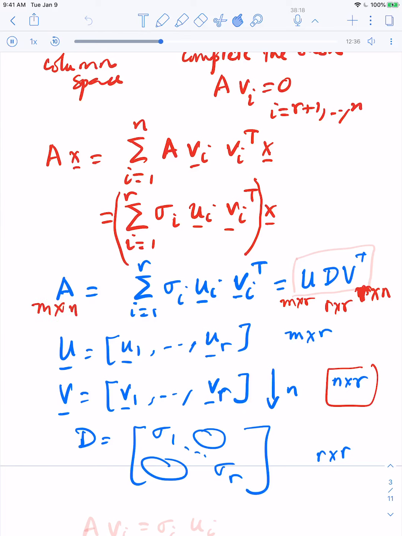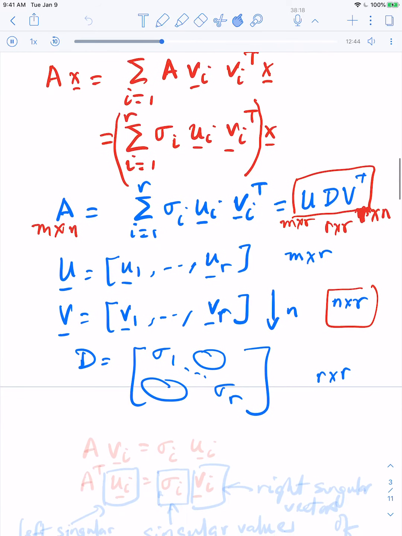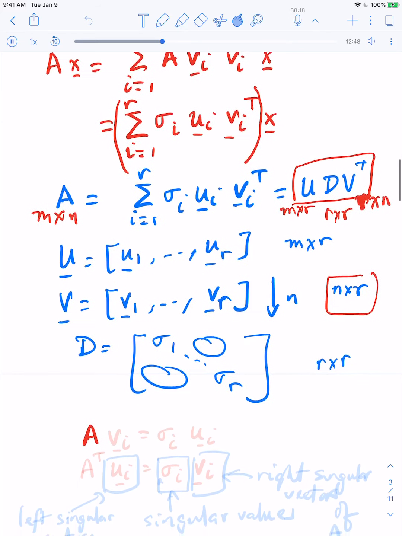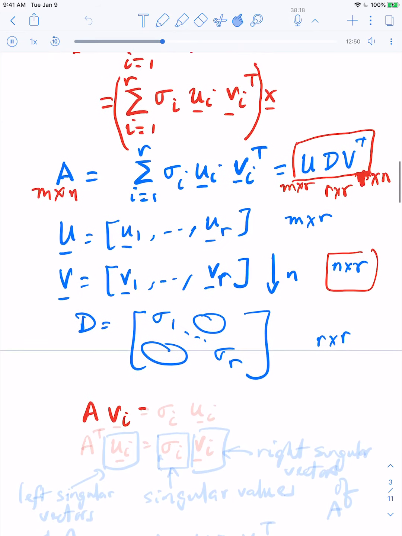So this is what you see. But what I want you to remember is the geometric interpretation of A, and I'm going to put it as equations now. A times Vi is sigma i Ui, and then A transpose times Ui is sigma i times Vi.